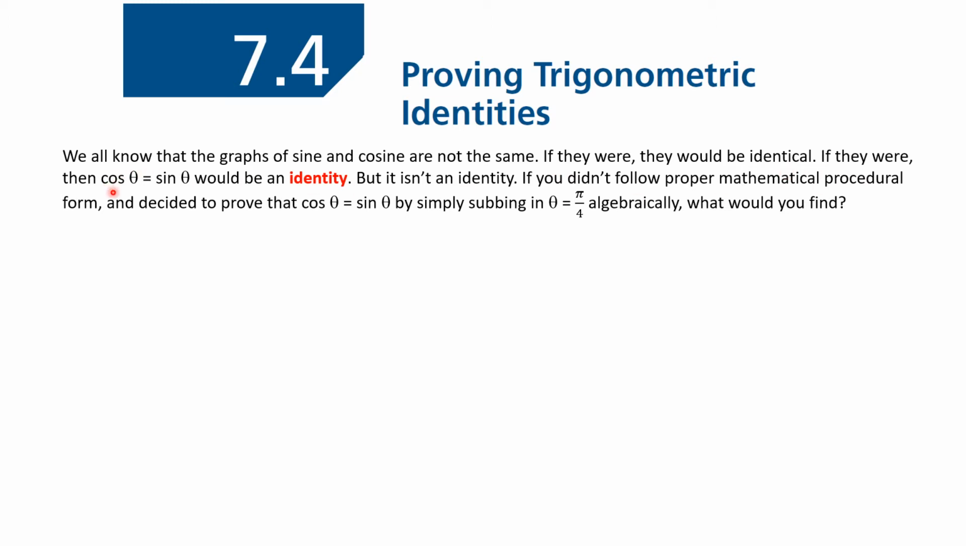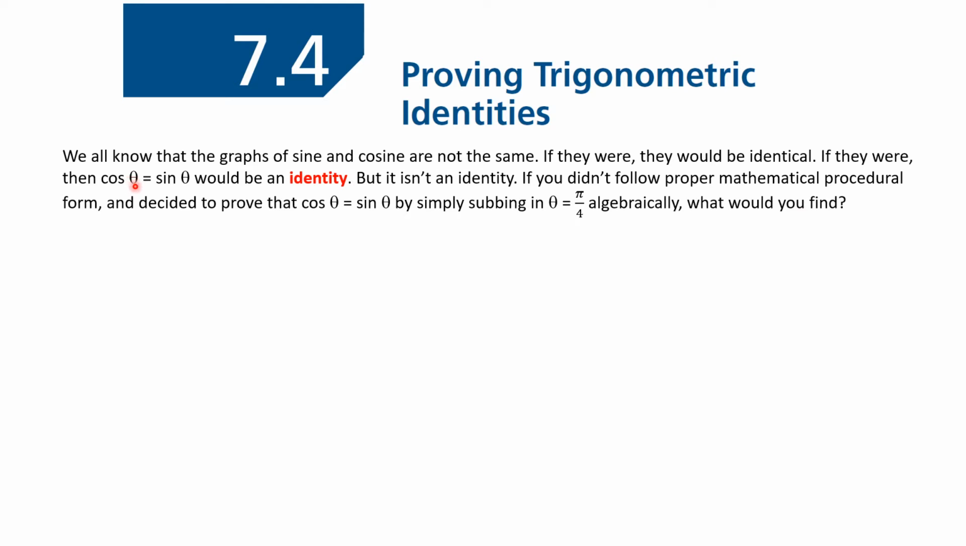If they were, then cos theta equals sine theta would be an identity. Identity means exactly the same, but they're not. It is not an identity. If you didn't follow proper mathematical procedural form and you decided to prove that they were the same, and all you did was say, well, I'm going to sub in pi over 4 into cos, and I'm going to sub pi over 4 in for sine, what do you think you would find?